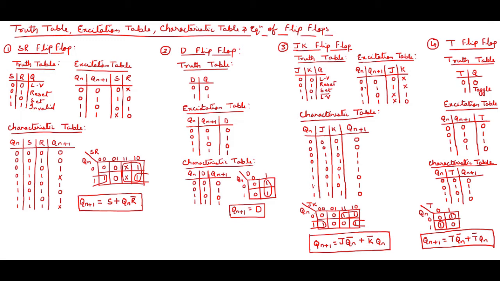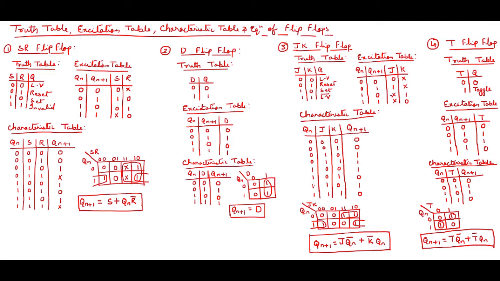Accordingly, present is 0, next is 1. When is it possible? When it is 1 0 or it is 1 1, because 1 1 means it's toggled. That's why the don't care over here is 1. Present is 1, I want 0. What is the possibility? 0 1, that means reset will be there. Otherwise it will be 1 1, then it will toggle.